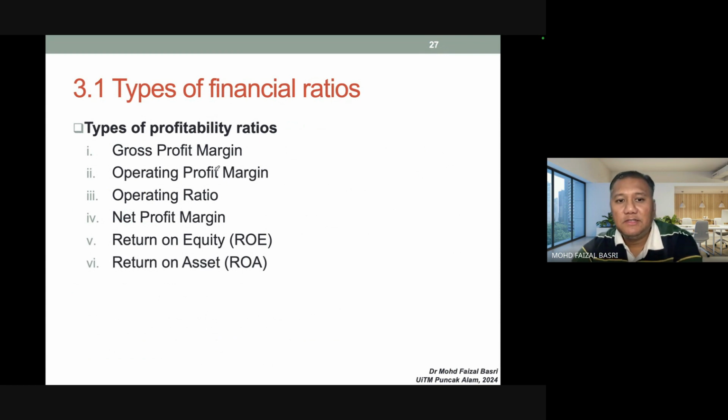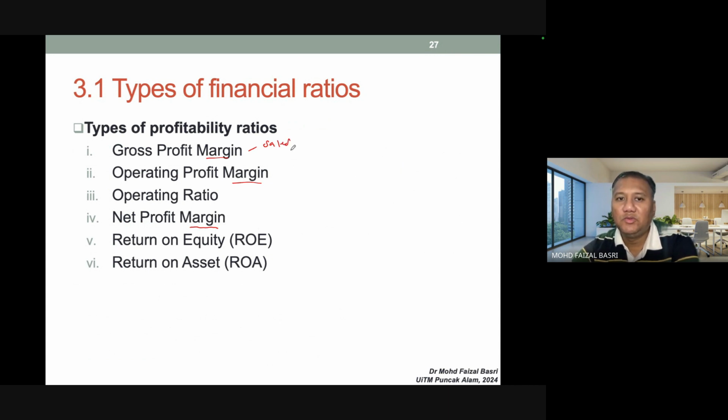Okay, so these are the 6 ratios: gross profit margin, operating profit margin, operating ratio, net profit margin, ROE, ROA, return on equity, return on assets. Okay, so ada some tema kat sini. So kita ada 3 ratio yang ada margin. So the margin ni you boleh associate again dengan sales. Sama macam turnover tadi, turnover tu pun sales, so margin pun sales.